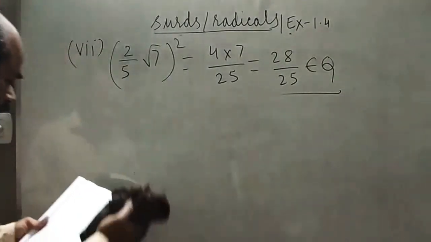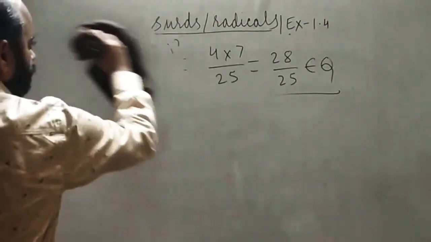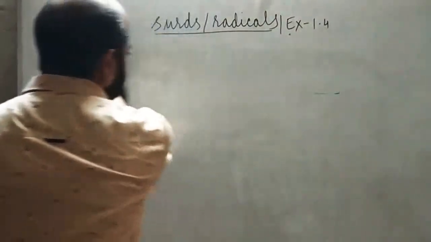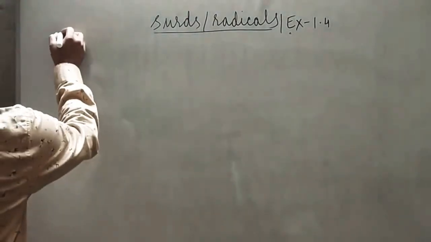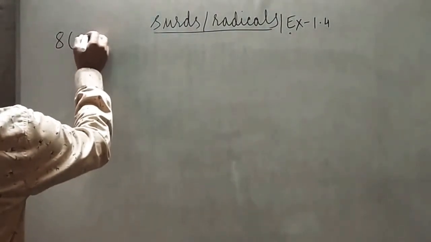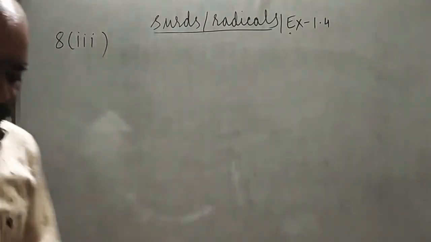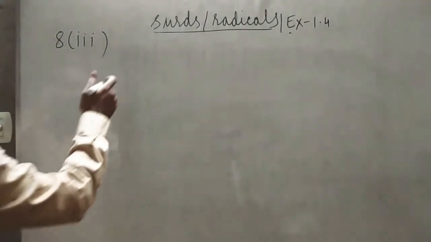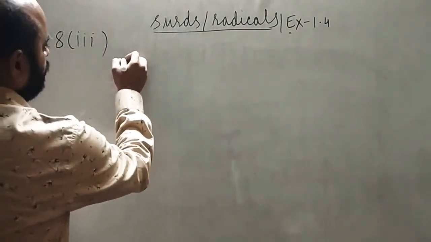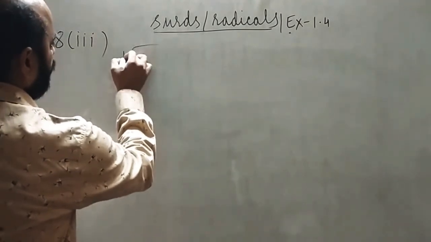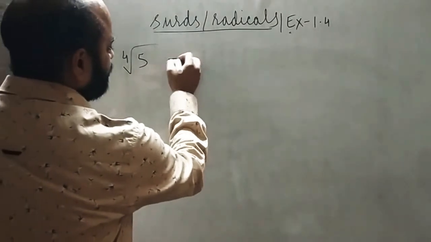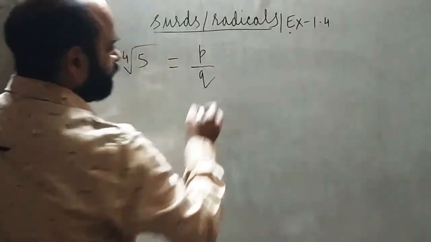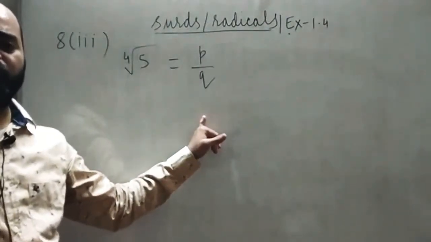Question number 8. This type of question we have done, like proof of root 2, root 3. We can take any question, third part. So we have to prove that fourth root of 5 is irrational. So we will take proof by contradiction. We will suppose that this is a rational number, and a rational number can be written in the form of p by q.